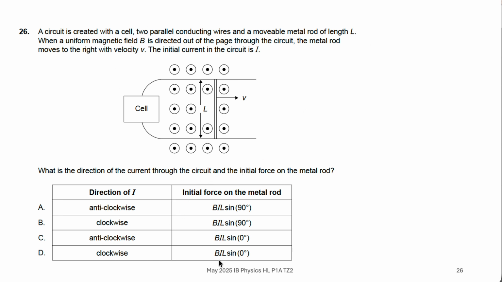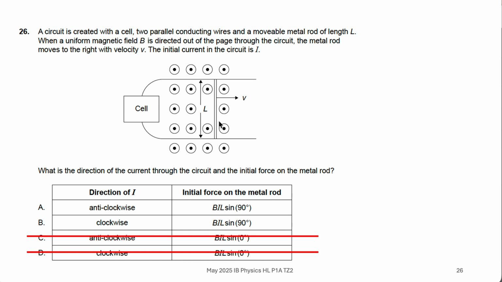We've got a force on the metal rod. This comes from BIL sine theta. Now notice, hopefully you can see here that there are two answers which must be ruled out straight away, and that is C and D. Why? Well, if we had the initial force BIL sine 0, sine of 0 is 0, and so therefore we would have no force. In other words, the rod would not move. We need the rod to move in this scenario. So BIL sine 0 must be out because it doesn't move the rod.